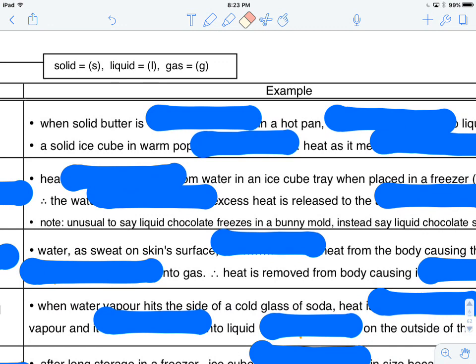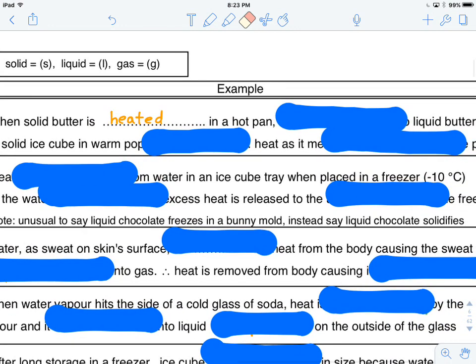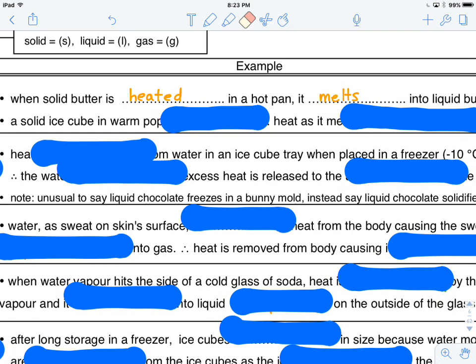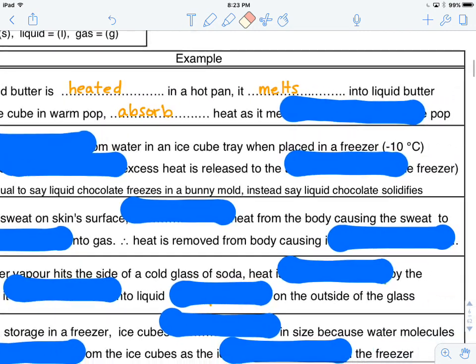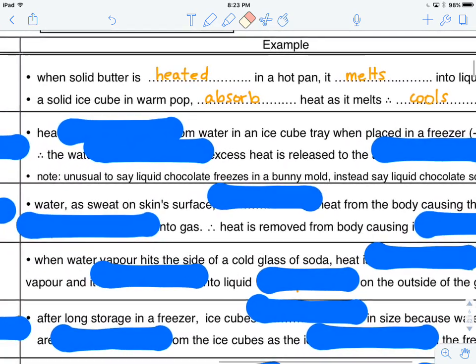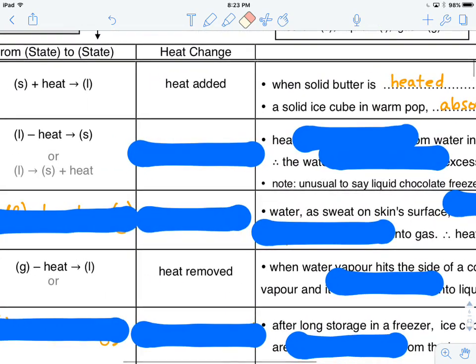A few examples for those of you that do any cooking. Solid butter is heated in a hot pan. You, of course, notice that it melts into liquid butter. A solid ice cube in a warm glass of soda will absorb the heat as it melts, and because it's absorbing the heat from the pop, it will cool the pop down. So this is melting.